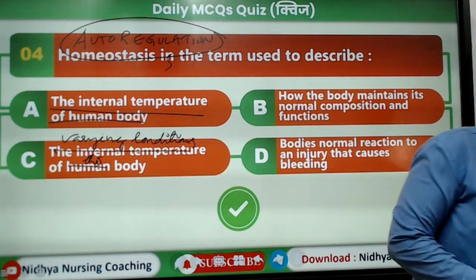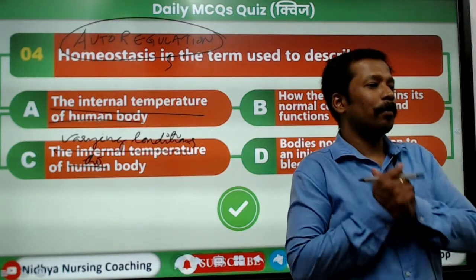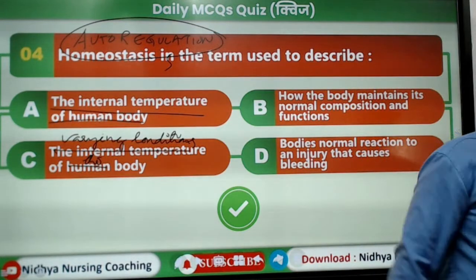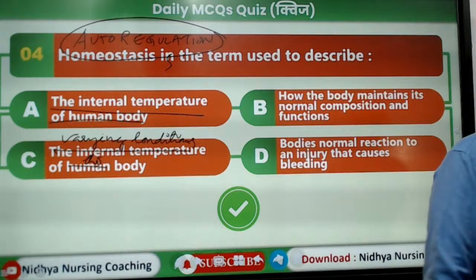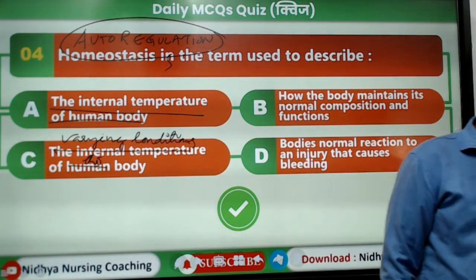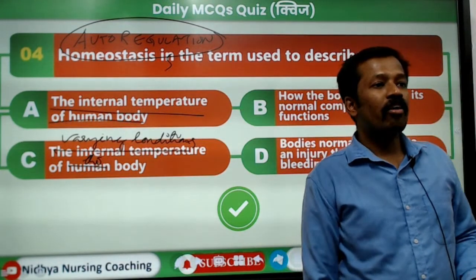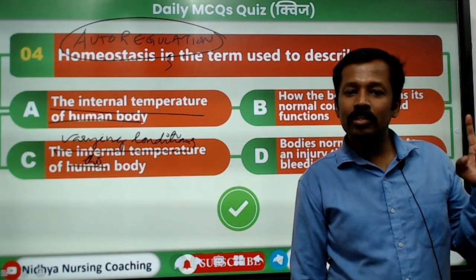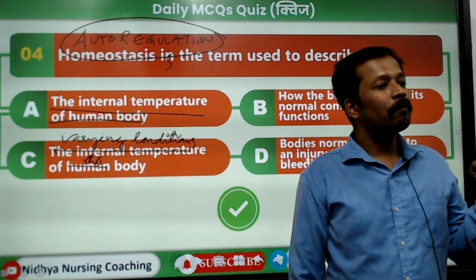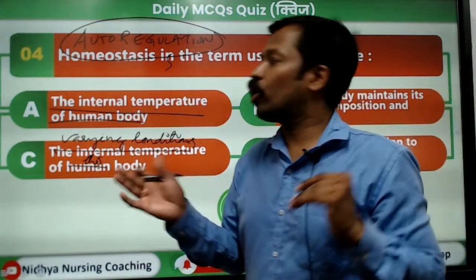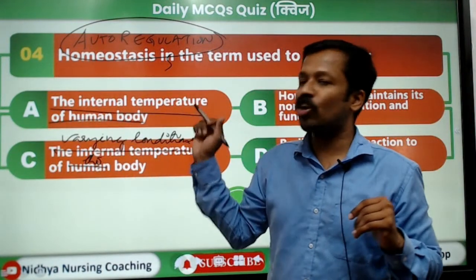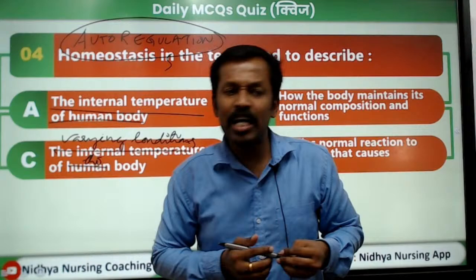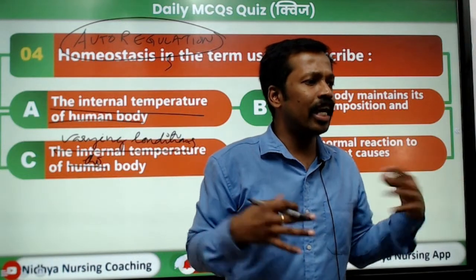Homeostasis is the term used to describe... Yeah, what is it? B. So, okay, fine, very good. So here the option, the internal temperature of the human body. What is it? Internal temperature of the human body?